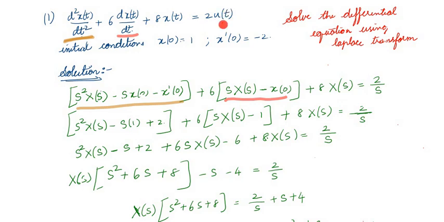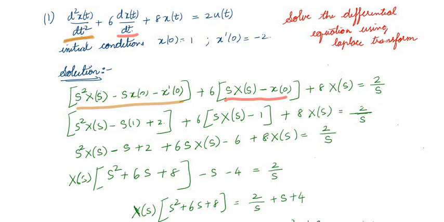This 2u(t) is nothing but the unit step function. Unit step function means for positive time it is 1, right? For positive time it is 1. So the corresponding Laplace transform is 1/s. So for u(t) the Laplace transform is 1/s.